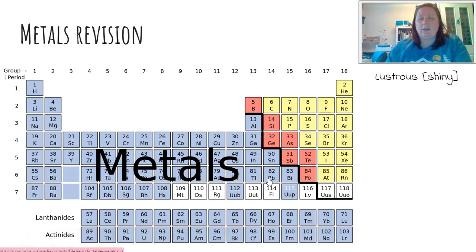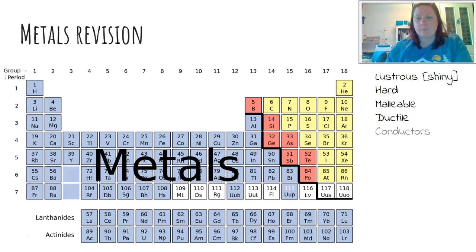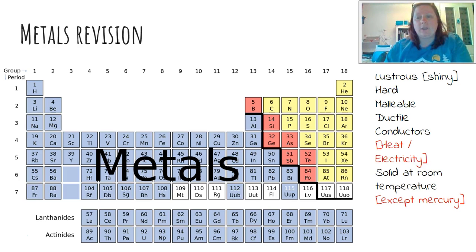All metals are lustrous. That means shiny. They are hard. They are malleable. They are easy to change into different shapes. Ductile means they are easy to pull out into wires. They are conductors of heat and of electricity. They are solid at room temperature except for mercury. And 3 are magnetic: iron, nickel, and cobalt.